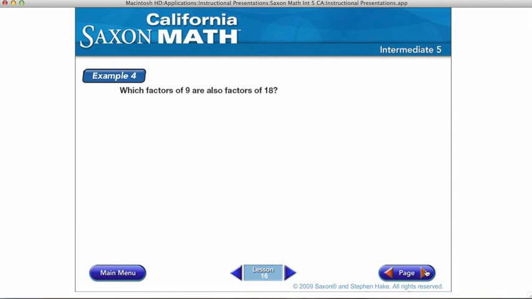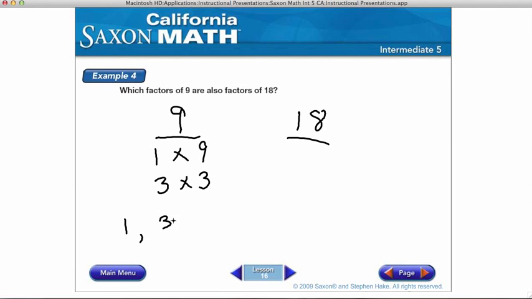Last example, example 4. Which factors of 9 are also factors of 18? Okay, so now we have to make 2 lists. I need my factors of 9 and my factors of 18. So 1 times 9, 3 times 3. So my factors are 1, 3, and 9. Even though 3 is on here twice, you only list it once as a factor. Okay, let's look at 18. We have 1 times 18, 2 times 9, and 3 times 6.